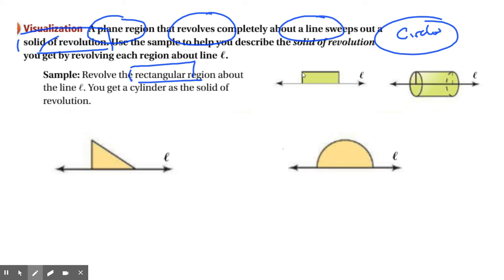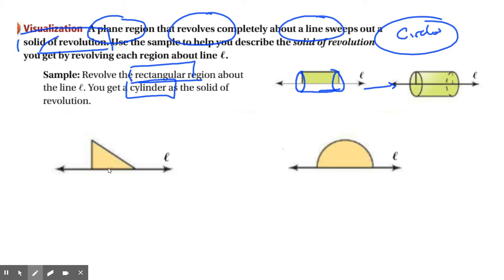So for instance, let's take this rectangular region right here and let's rotate around L. Well, this point right here is going to rotate. This point here is going to rotate. And if I connect these, because all those points are going to rotate too, hopefully you can see that you do get this cylinder. So a rectangle will produce a cylinder when you rotate it around a line.